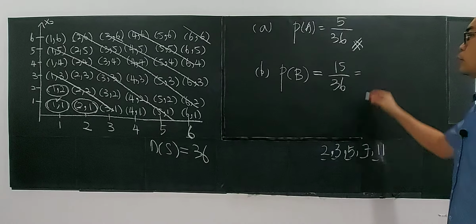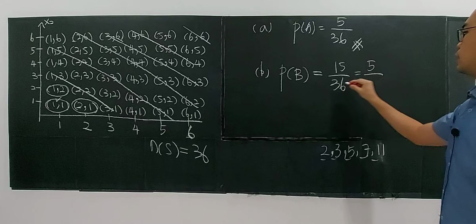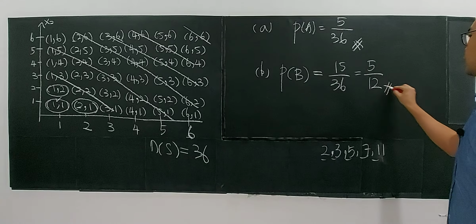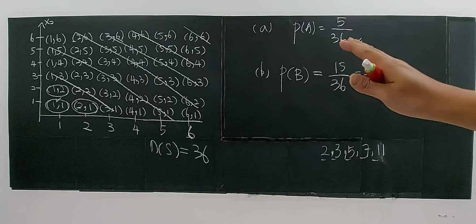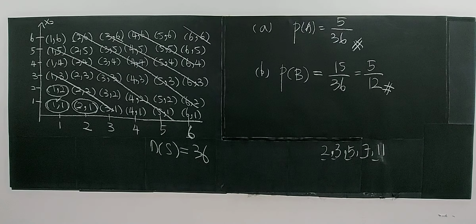Can be simplified. So we simplify, divide by 3: 5 over 12, right? So this is the answer for this question. Very simple. You need this to help you to answer this question. Alright, that's all for this question. Hope you understand.